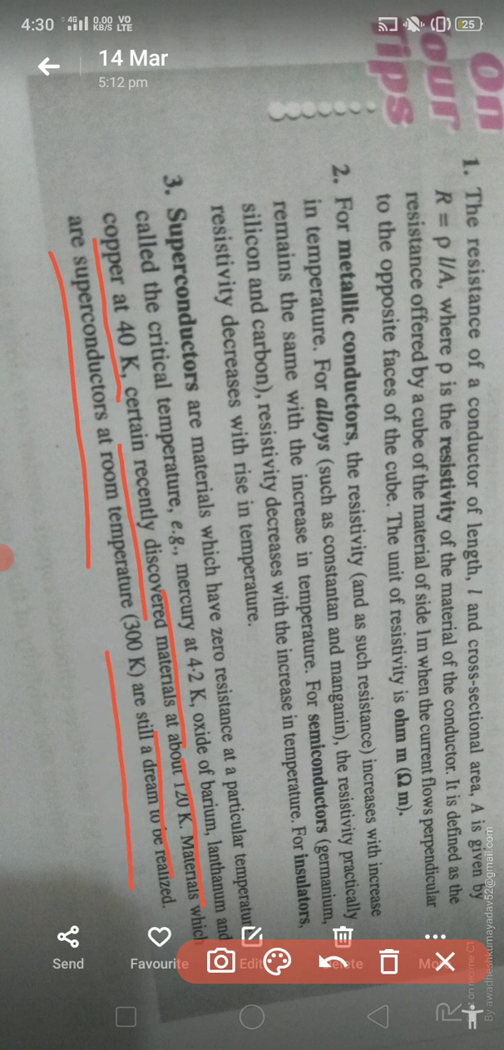Superconductors are materials which have zero resistivity at a particular temperature called the critical temperature. For example, mercury at 4.2 Kelvin, oxide of barium, lanthanum and copper at 0.40 Kelvin. Recently discovered materials at about 120 Kelvin are superconductors, but a superconductor at room temperature, 300 Kelvin, is still a dream yet to be realized.